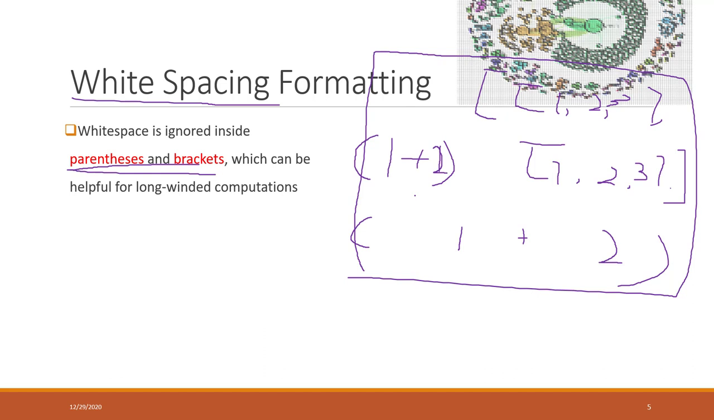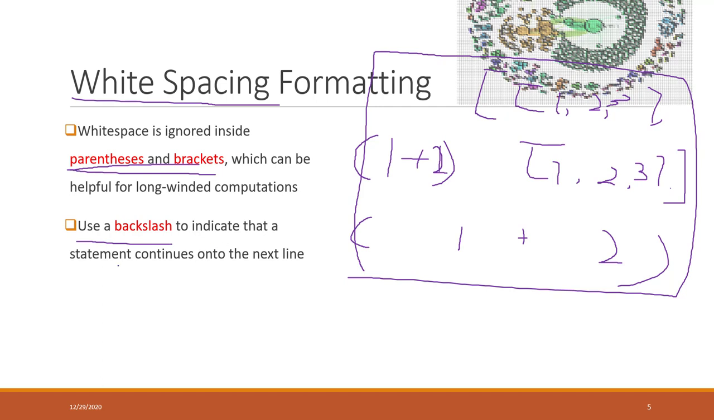Because all those white spaces are ignored in Python, you can use those spaces to divide your code into multiple lines if your code is very long, so that it's easier for humans to understand. And also, sometimes you can use a backslash to indicate that a statement will continue to the next line. So this is also very helpful.